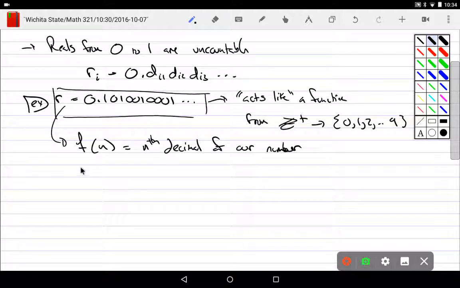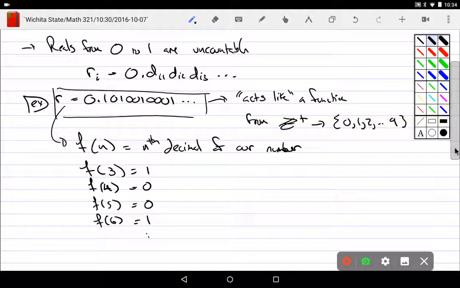So for example, what would be f of 3? What's the third decimal in that? As you go across, what's the third one that you see? 1. What would be f of 4? 0. What would be f of 5? What would be f of 6? Pretty straightforward. So any decimal number that's between 0 and 1, I could say, hey, let's just spit out the decimals. Kind of acts like a storage place for the function.